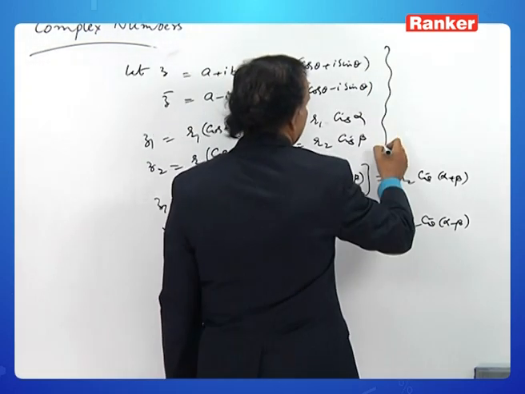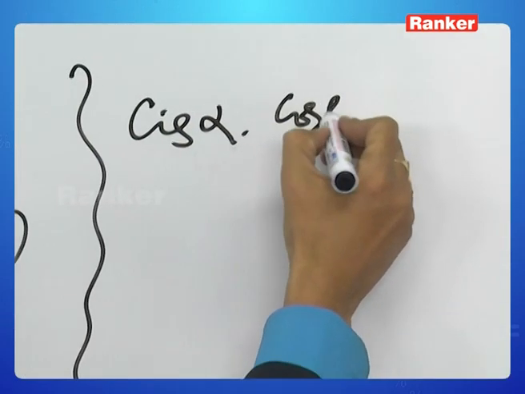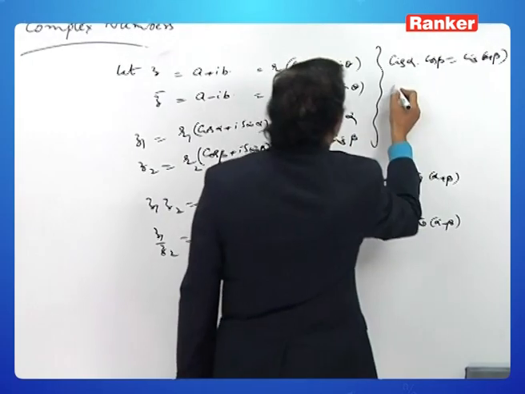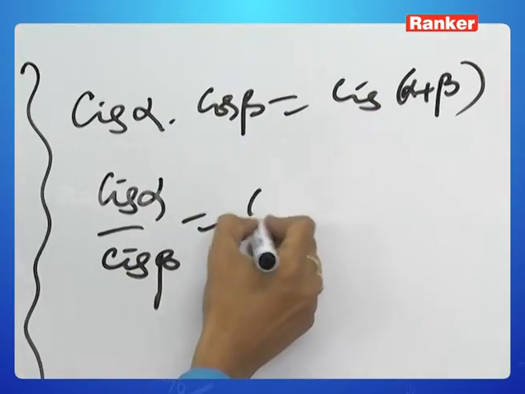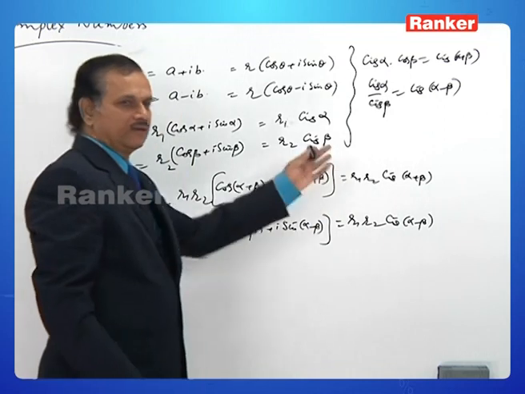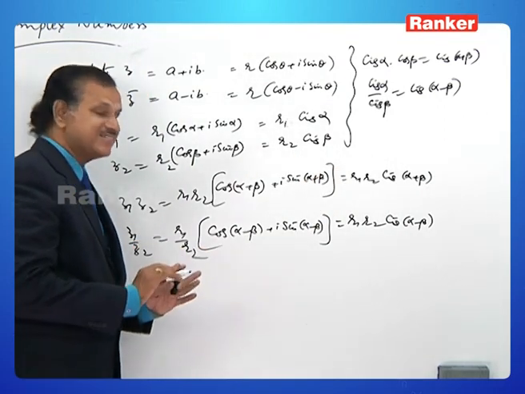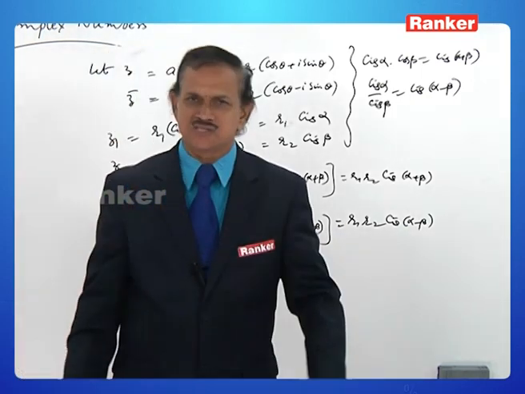What are they? Cis alpha into cis beta, what is that? Cis alpha plus beta. Cis alpha by cis beta, what is that? Cis alpha minus beta. By making use of those two things, we are able to have this. And what is the inference? What is the conclusion that you can make by observing these things?